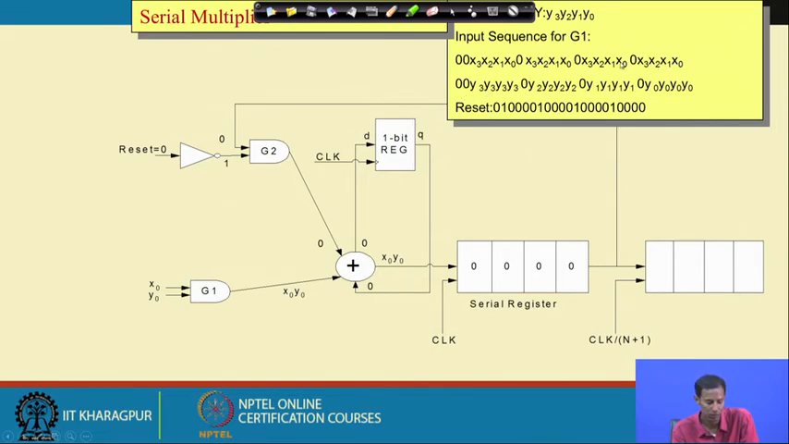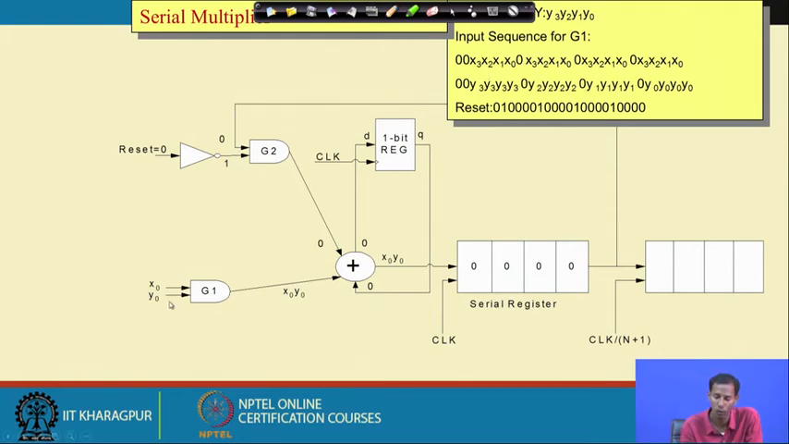For x, what will be the multiple? That means the input sequence will be x0, x1, x2, x3, then x0, x1, x2, x3, then x0, x1, x2, x3, x0, x1, x2, x3, something like this. So, this is for what application? If I am multiplying x with y.